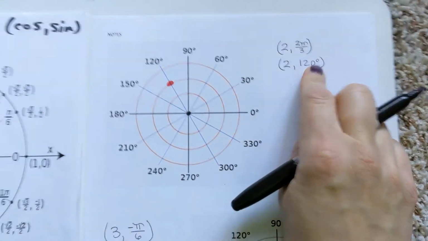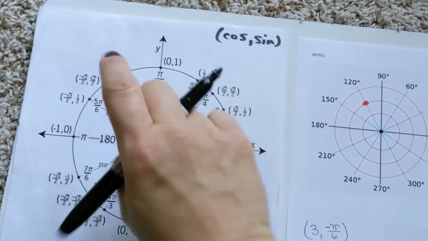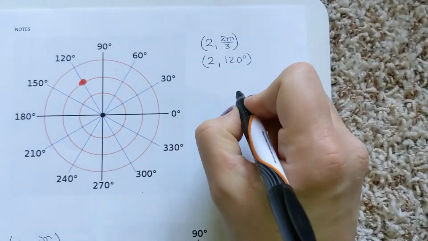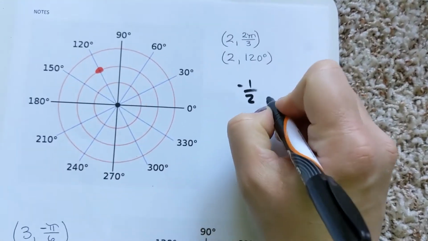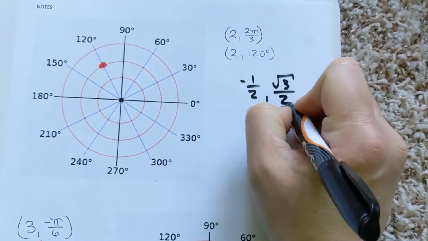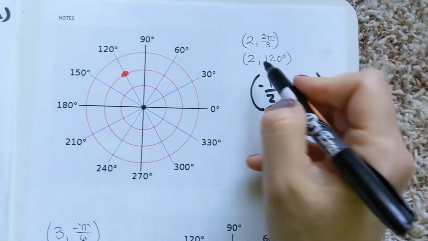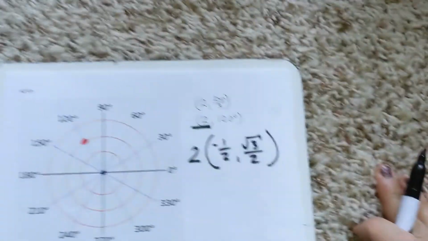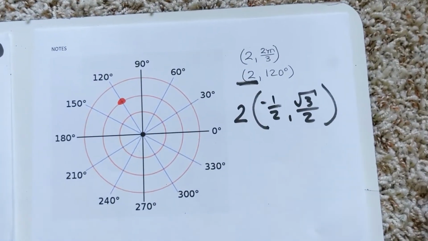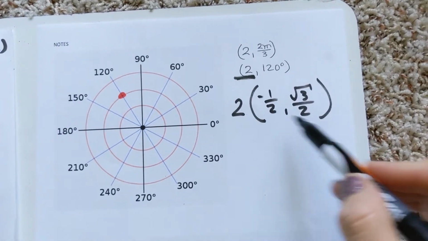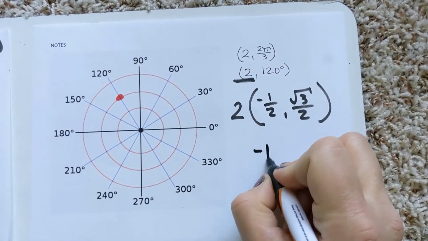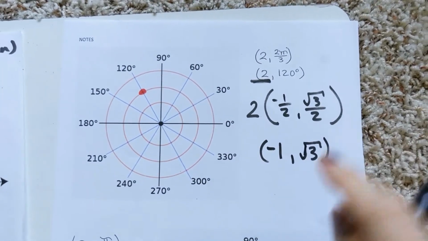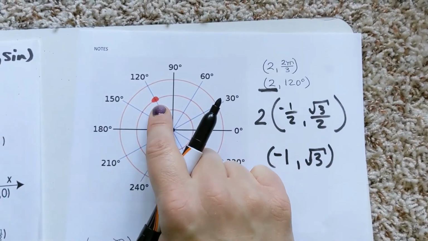So 120 degrees, if you look at your unit circle, that's the numbers -1/2 and square root of 3/2. But this, you're going to multiply both of those by 2. Multiplying those both by 2 would just basically cancel out the 2. So -1, square root of 3 would be your rectangular coordinates for that point right there.